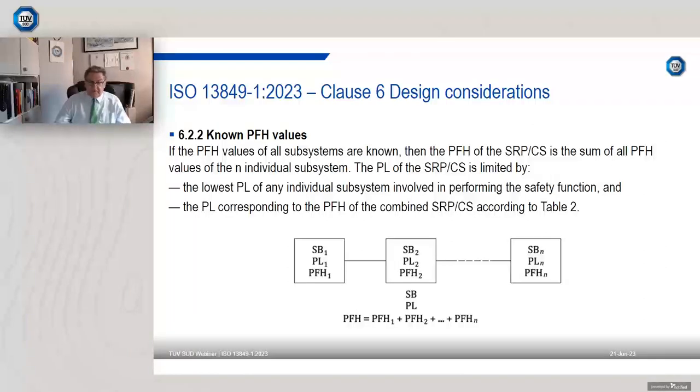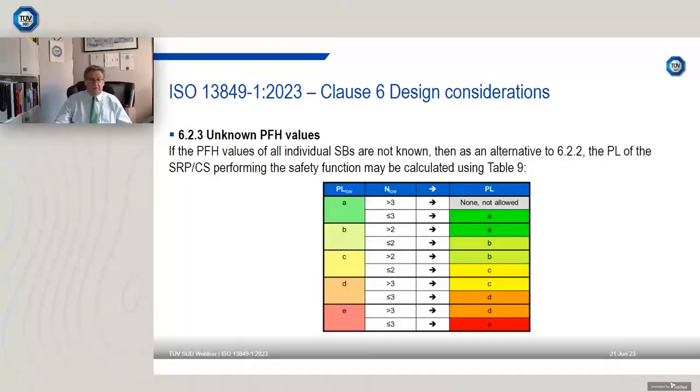Clause 6.2.3 is now called unknown PFH values. And this is exactly as it is in edition 3. My personal view is that in edition 3, it's fairly clear that this approach is only applicable if we don't know the PFH values, although we know in practice that some people haven't seen it that clearly. So now it is very, very clear that we can use this table where we don't know the PFH of the subsystems. So this is an alternative to using the known PFH.